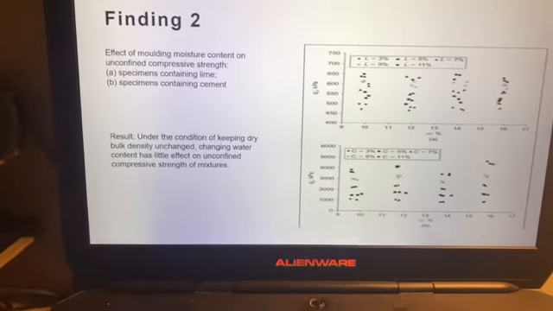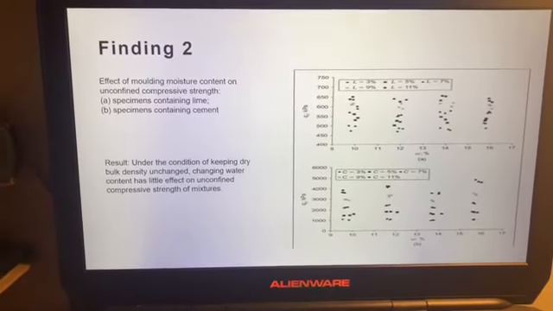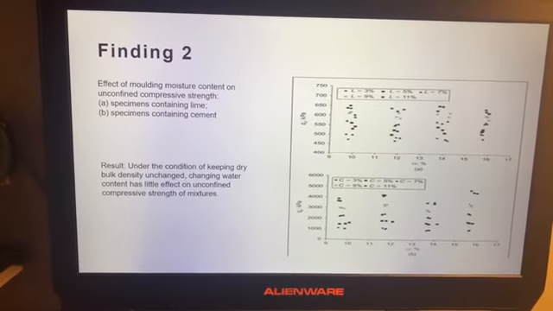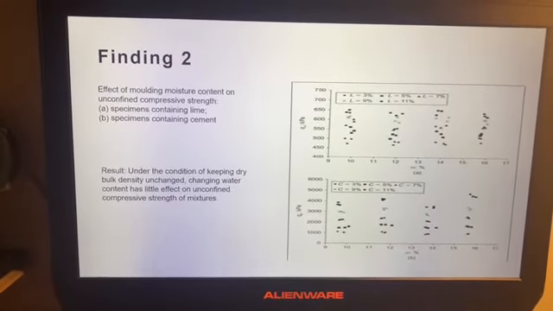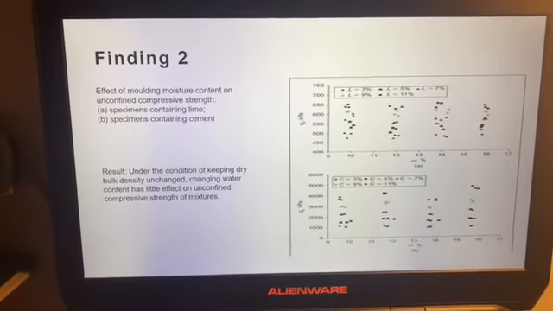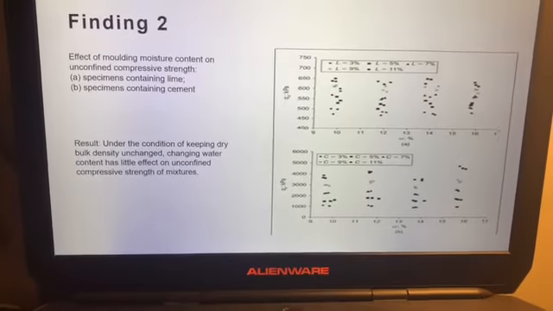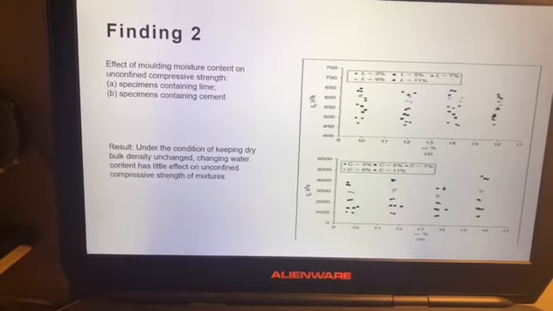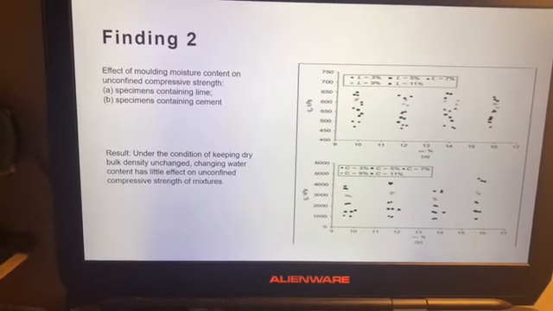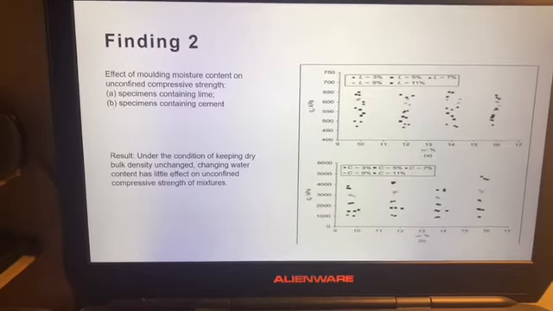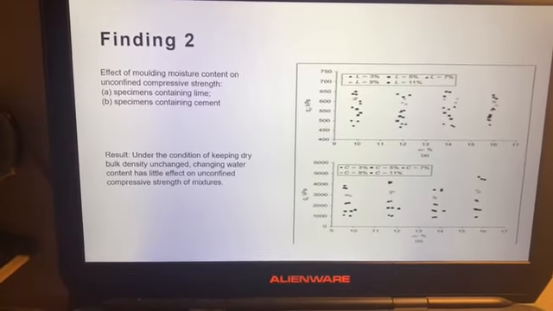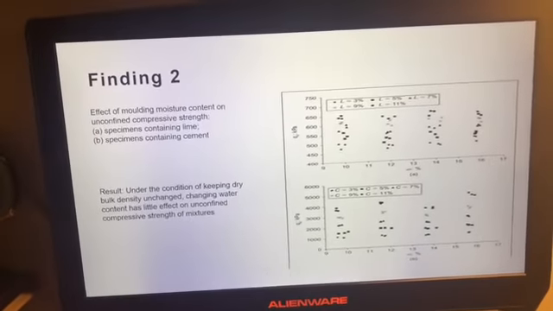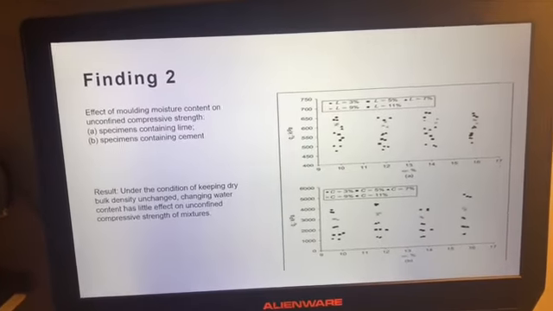Finding two is the effect of molding moisture content on unconfined compressive strength. As a result, under the condition of keeping dry density unchanged, changing water content has little effect on the unconfined compressive strength of the mixture.